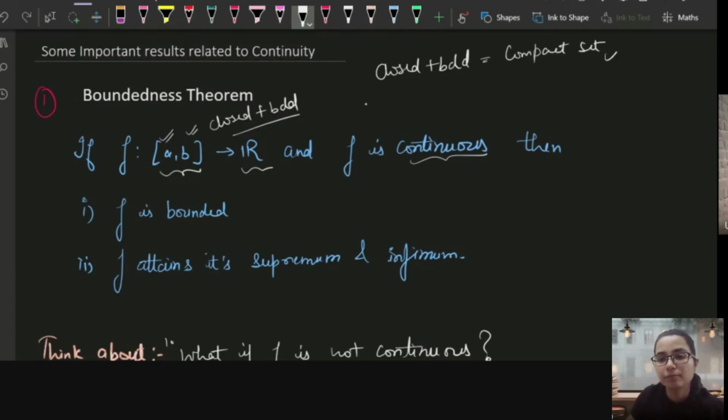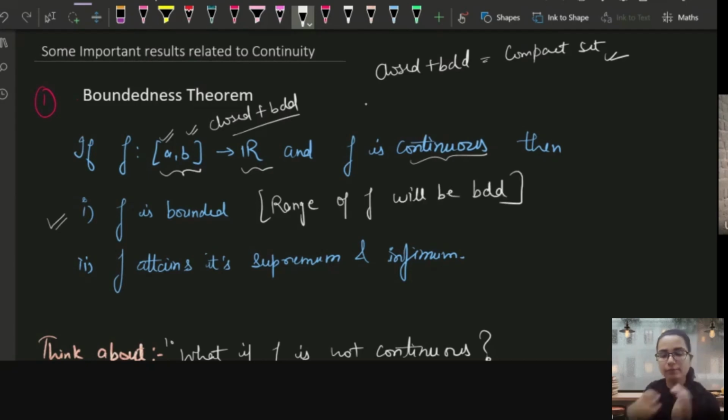If you have a function defined from such an interval to R, which is continuous, then f must be bounded. That means the range of f will be bounded. F is bounded means the range set of F will be bounded, whatever the range set will be. And the other thing is that F will attain its supremum and infimum.